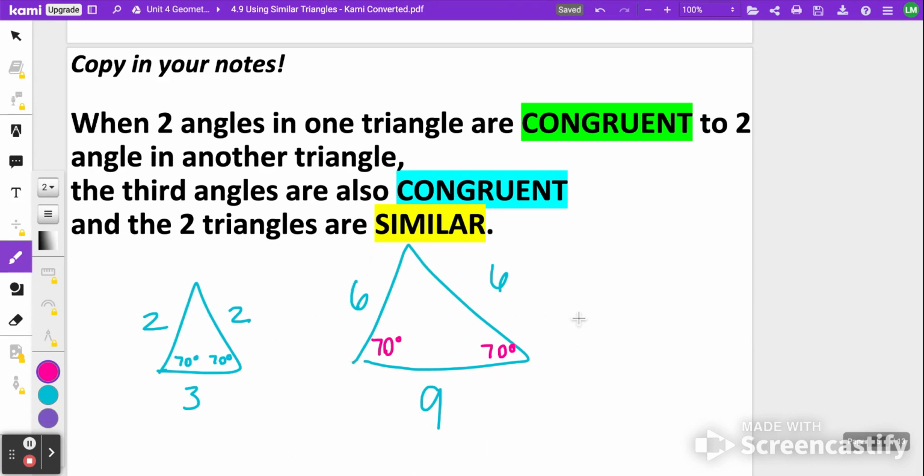So we know from our previous lesson that all angles in a triangle add to 180. So if we do 70 plus 70, we get 140. And then if we take 140 and subtract it from 180, we get 40 degrees. So that means this top number is 40 degrees, which means this third angle from the previous triangle we can also prove is 40 degrees. So when two angles in one triangle are congruent to two angles in another triangle, the third angles will also be congruent, and it'll say that those triangles are similar. Remember, similar shapes have the same angles and proportional sides, and that's what we're showing here.